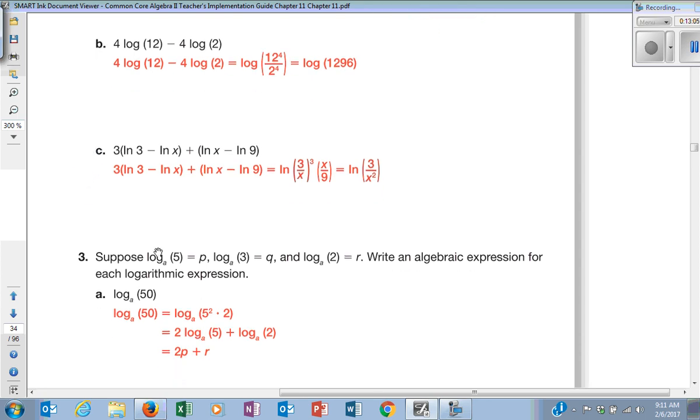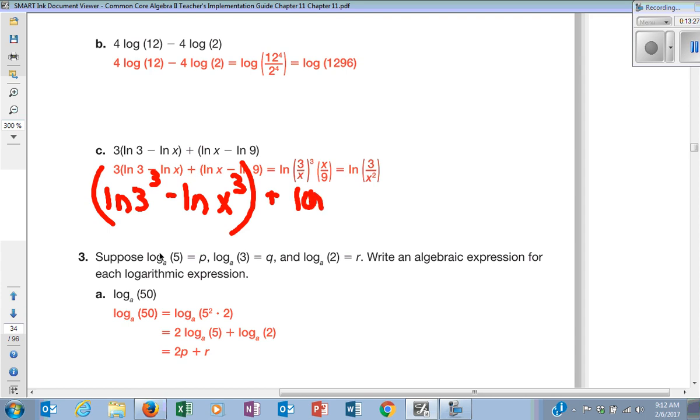I'll go through it. What you're going to do is this 3 right here belongs to both those ln's. So this ln is going to be ln 3 to the 3rd minus ln x to the 3rd, right? And all of that times or plus ln x minus ln 9, right? So what happens when I have this minus right here? Since this is in parentheses, I've got to take care of this first. And when I subtract these two, it becomes a division problem.